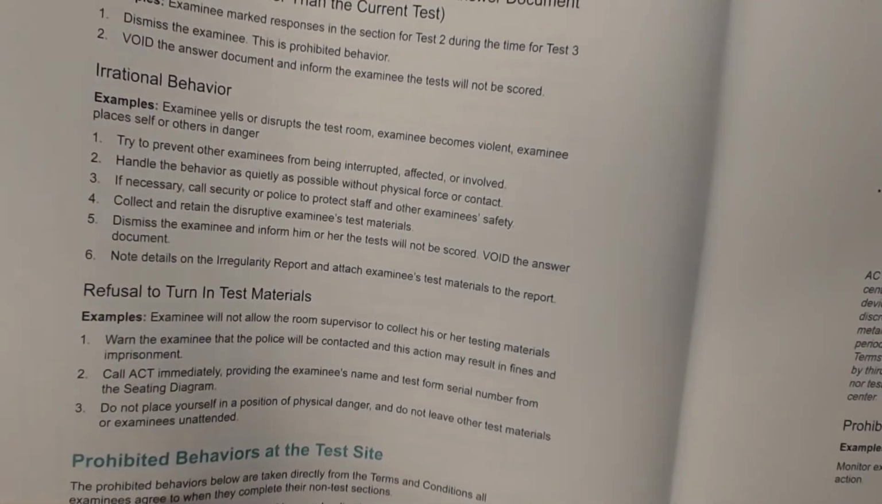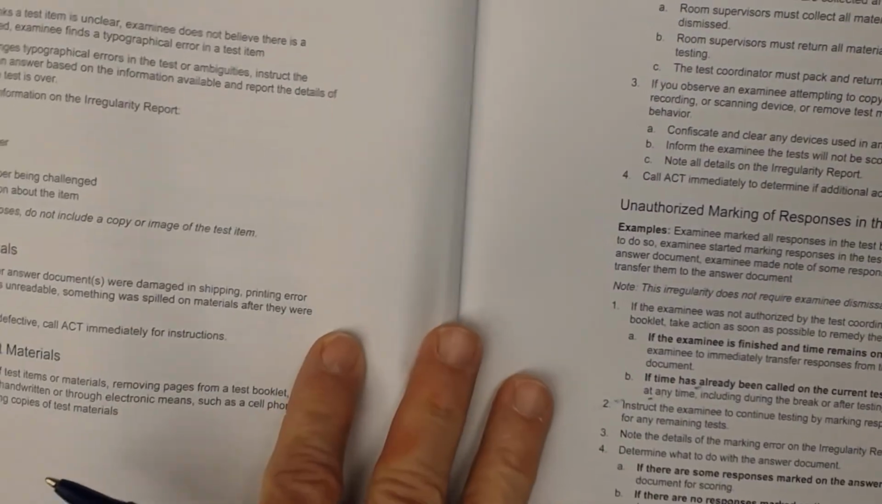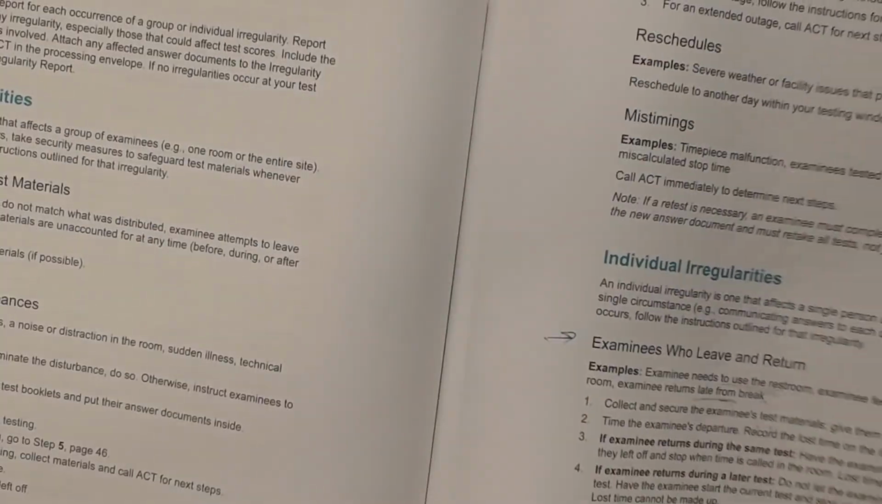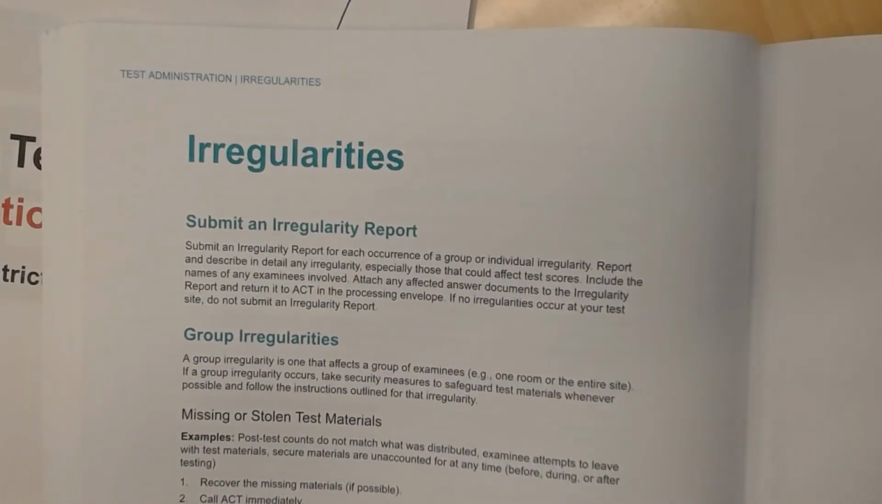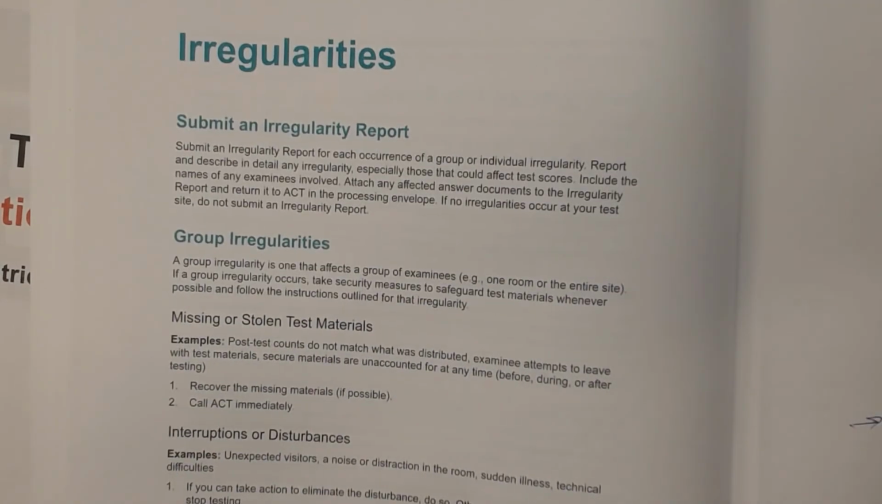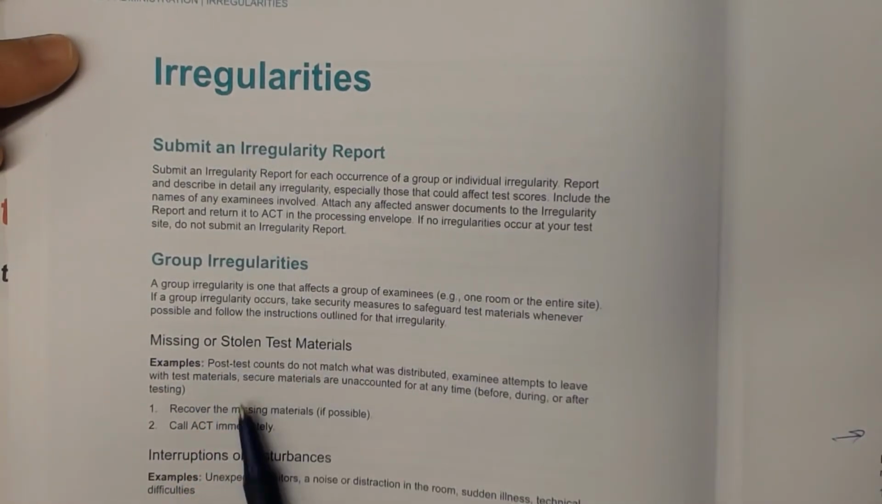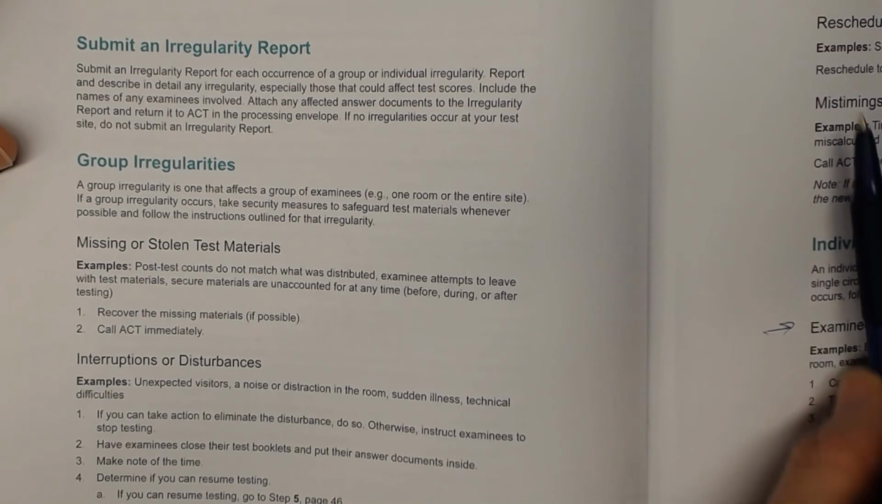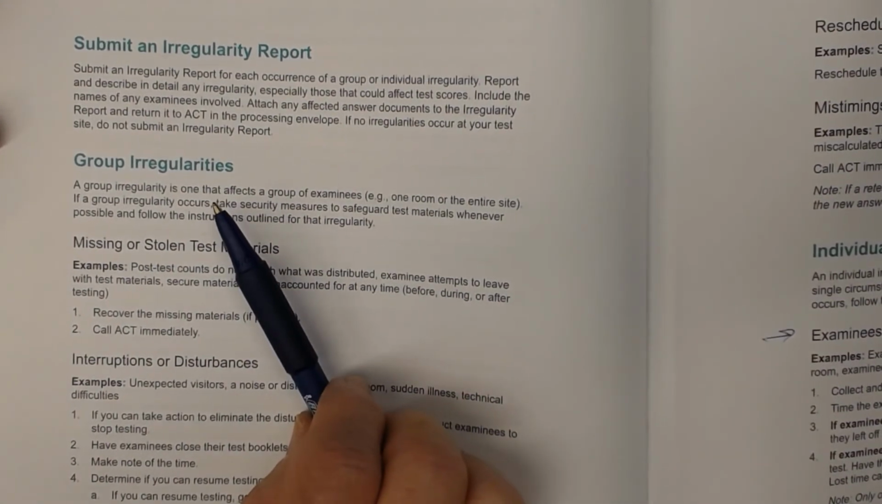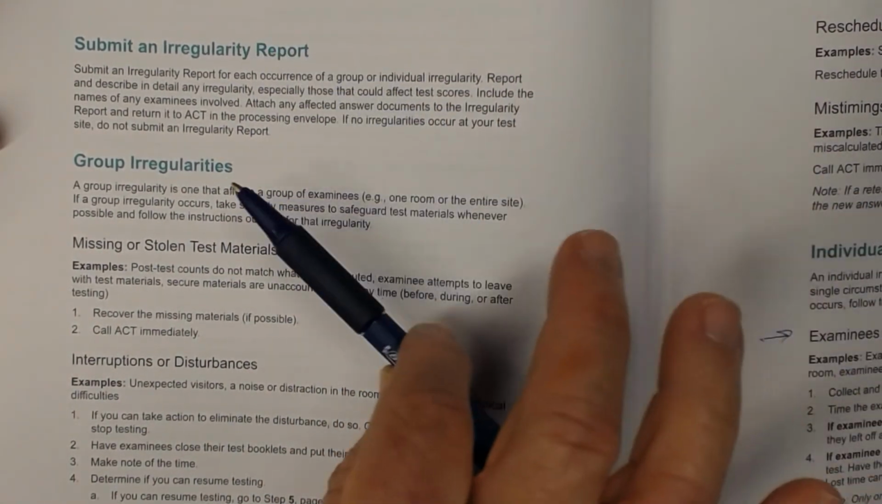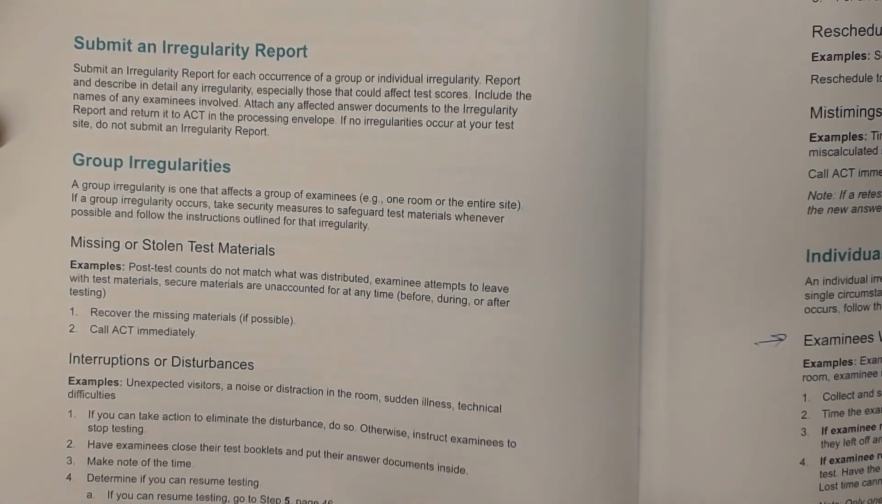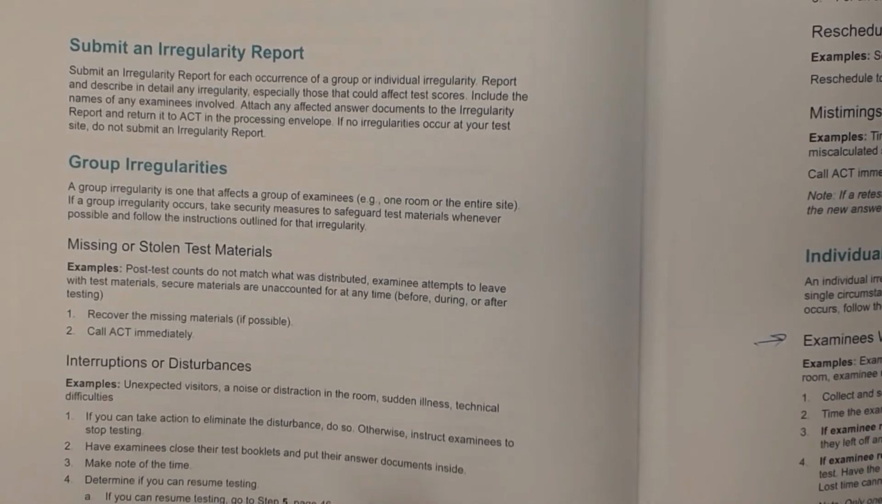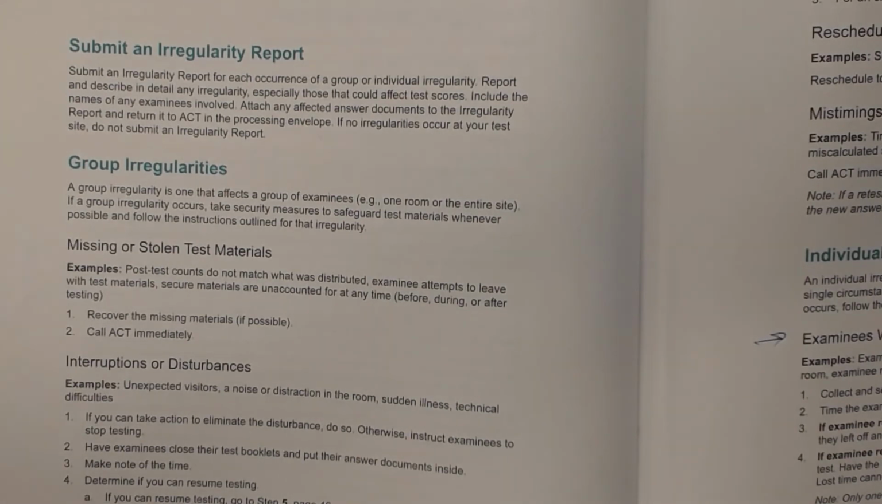Okay, so that was the end of this part in terms of disruptive behavior and other irregularities that may occur. But again, it is your responsibility as room supervisors and proctors to read this section as closely as possible. You need to make sure you understand every aspect of this, and if you have any questions, you need to contact your test coordinator. Okay, this is going to conclude this part on irregularities.